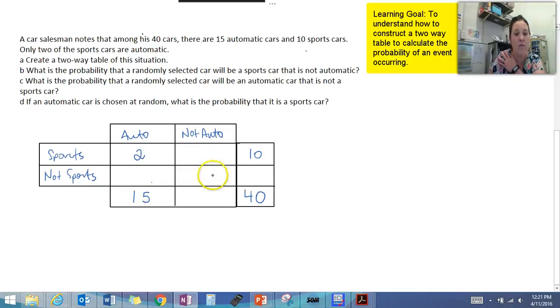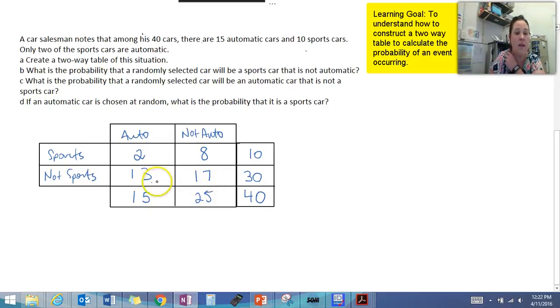Now we have enough information there to finish completing the table. So 2 plus something equals 10, so this will be 8. 10 plus something equals 40, so this will be 30. 2 plus something equals 15, so this will be 13. 13 plus something equals 30, so 17. And then we have our last value here, 25.